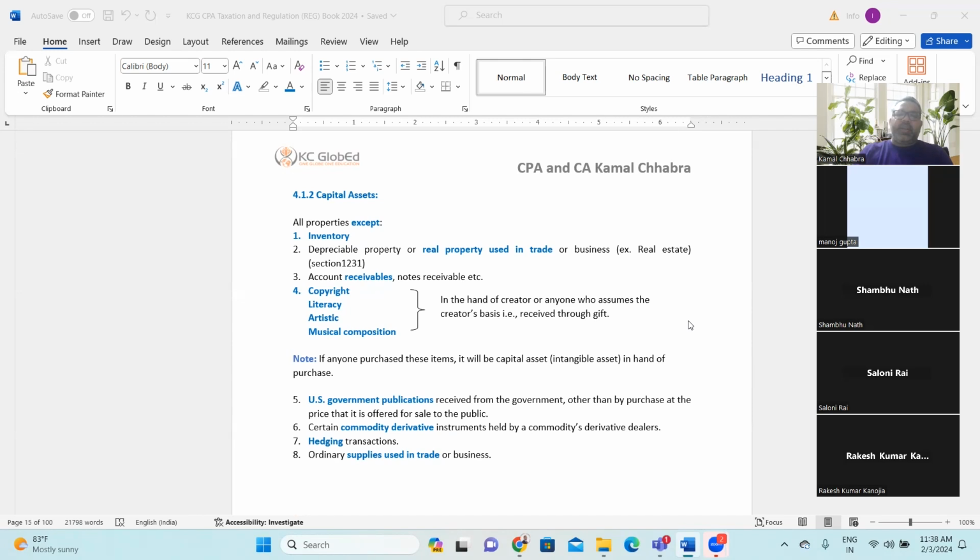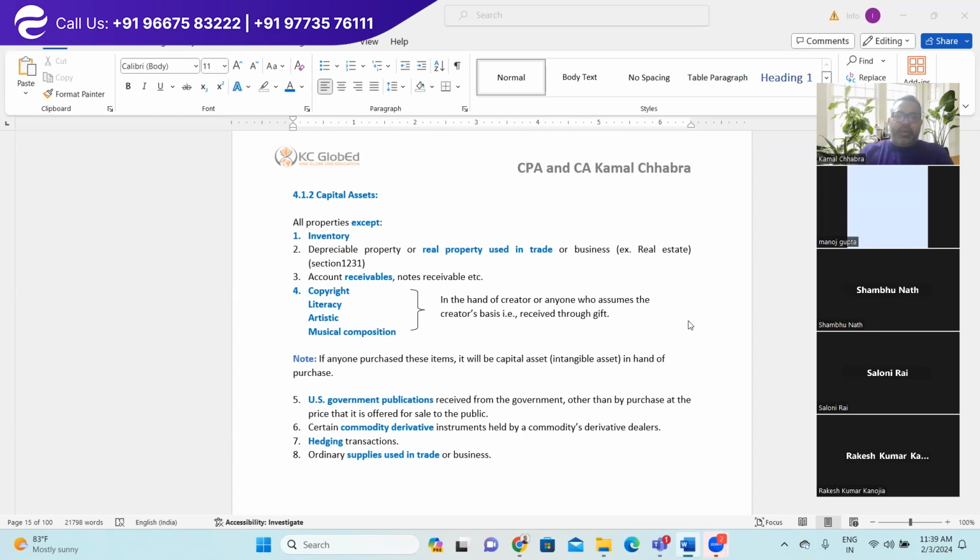Capital assets include all property except inventory. Second, depreciable property or real property used in trade and business; as a real estate dealer, for them it is inventory again. Next is account receivable, note receivable, right? And the fourth point here, you need to be very mindful: copyright, literary, artistic or musical composition in the hands of the creator, or anyone who assumed the creator's basis, receiving it through gift. For them, it is not a capital asset, right?